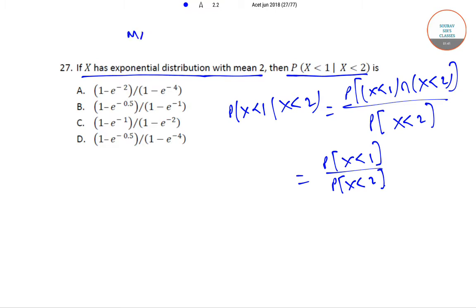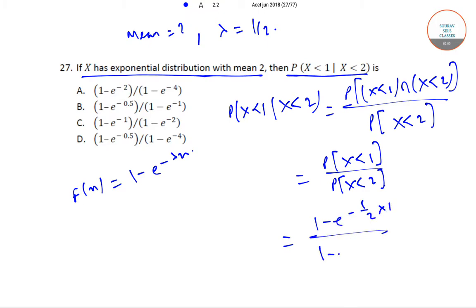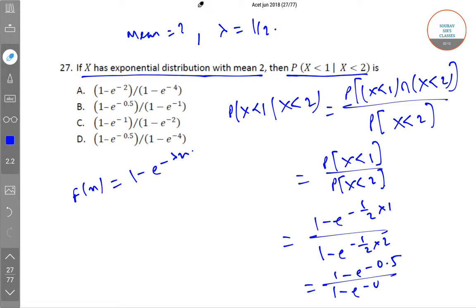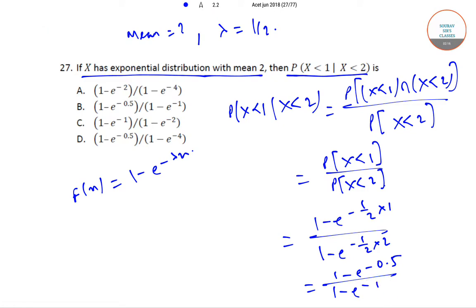Now since the mean is 2, lambda would be 1 by 2, and we know that capital Fx is equal to 1 minus e to the power minus lambda x. So this would be 1 minus e to the power minus half into 1 by 1 minus e to the power minus half into 2. So 1 minus e to the power minus 0.5 by 1 minus e to the power minus 1. So the correct option is option B.